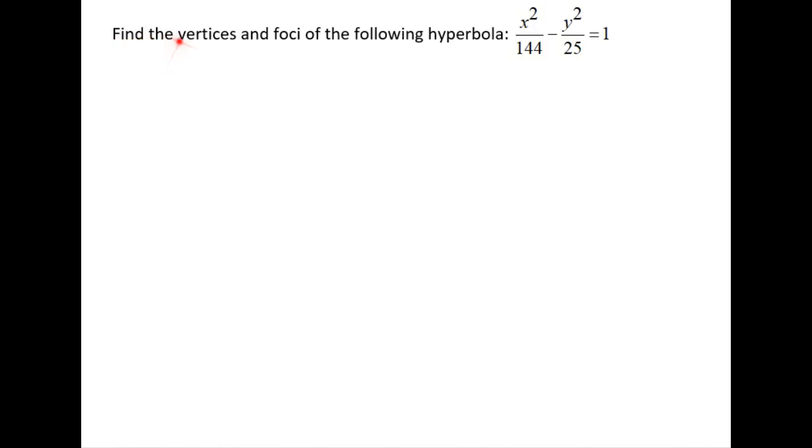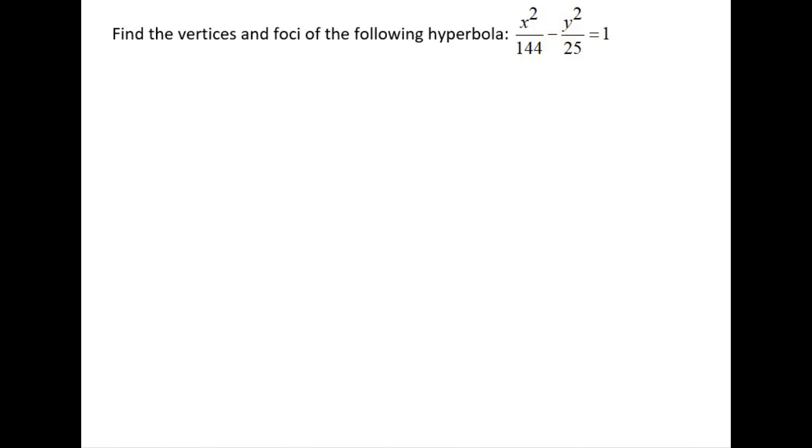Alright, so the question here is to find the vertices and foci of the following hyperbola. The equation is x squared divided by 144 minus y squared divided by 25 is equal to 1. Now first things first, we know this is a hyperbola because of the minus sign here. So we can say that the coefficient of x squared is positive, and in this case the coefficient of y squared is negative. And that actually makes a big difference.